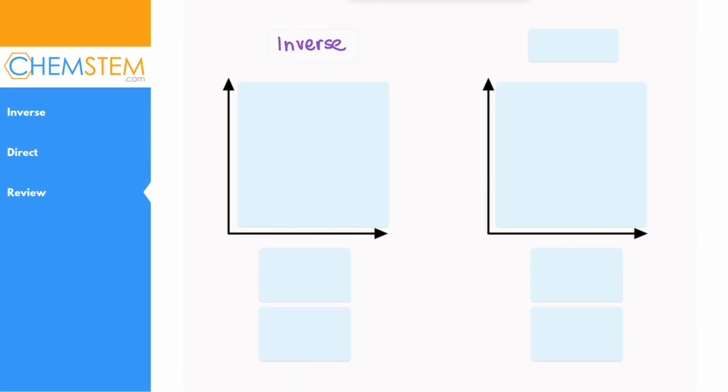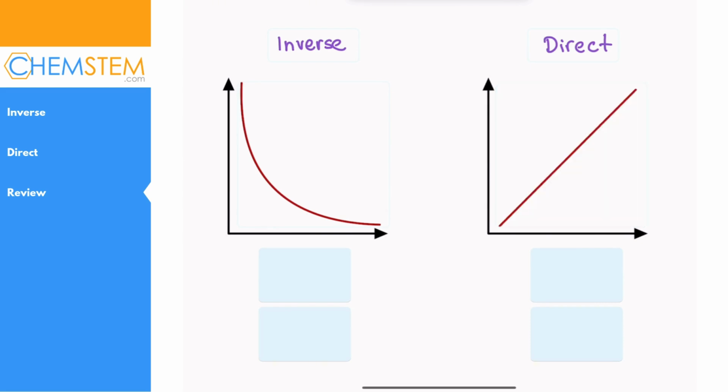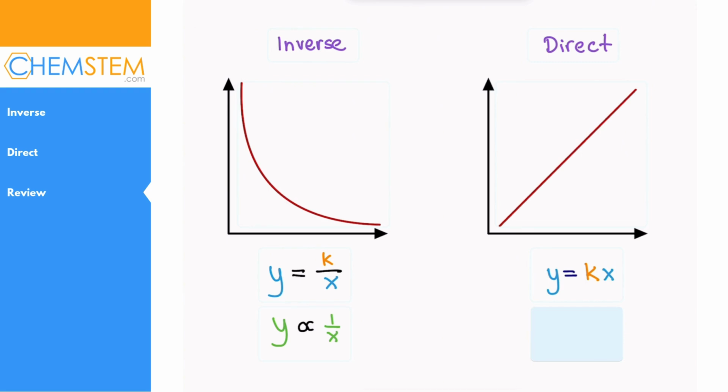Quick review of inverse versus direct proportions. This is the graph for an inverse proportion. It makes that swoop shape, and then a direct proportion will be a line. So the generic equation, y equals k over x for inverse versus y equals kx for direct. Y is proportional to 1 over x for an inverse relationship, and y is proportional to x for a direct relationship.